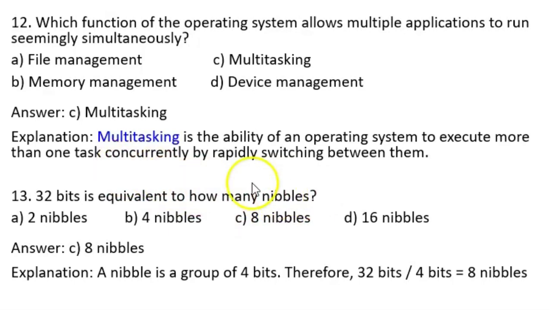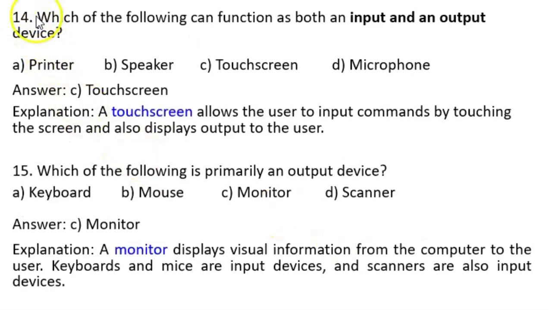4 bits is 1 nibble. 32 divided by 4 is 8, so 8 nibbles is the answer. C is the answer. Question number 14.